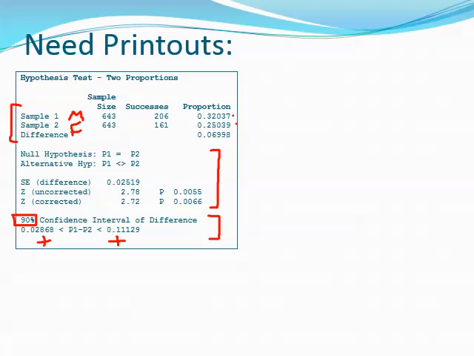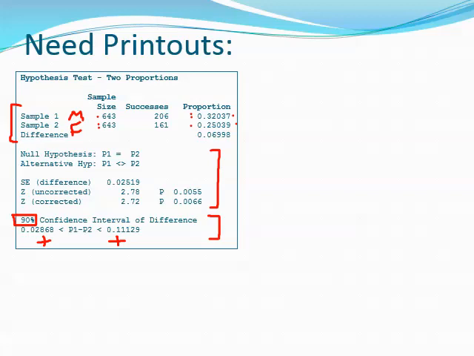In order to answer that question, I have to take a look at N1, 643, times P1, 32%. I need to take N1 times Q1. What's Q1? Well, if P1 is 32%, 0.32, Q1 is 68%, 0.68. So I take 643 times 0.32. I take 643 times 0.68. I take 643 times 0.25, that's N2P2. I take 643 times 0.75, which is Q2.